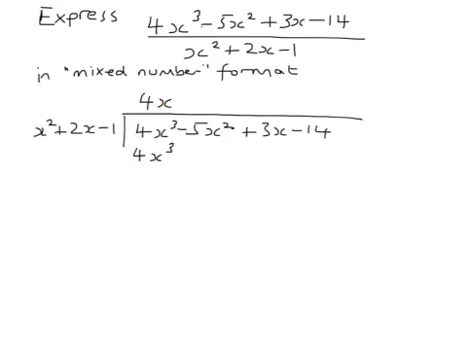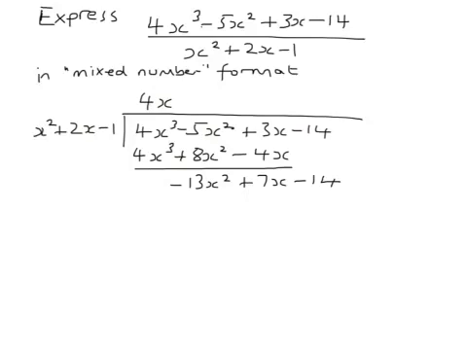But we don't just multiply 4x by x squared, it's 4x times all of this. So 4x times 2x is 8x squared. 4x times minus 1 is minus 4x. So now we need to see what the remainder is. Minus 5x squared take away 8x squared is minus 13x squared. 3x take away minus 4x, 3 take away a minus is the same as adding, so that's plus 7x. And then we bring down the minus 14.